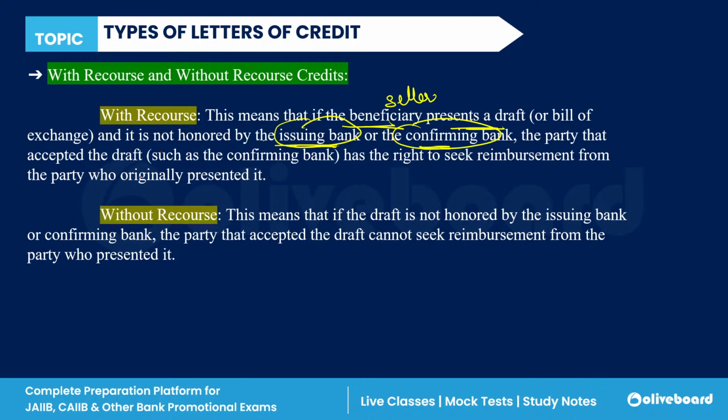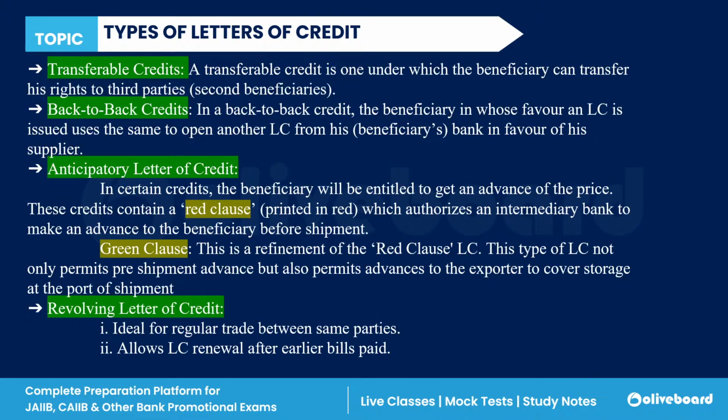With recourse means the confirming bank has all the right to claim reimbursement of the money from the seller. Whereas in without recourse, the confirming bank has no right to demand the payment. Here the confirming bank has to bear all the risk regarding the repayment. Clear? Now, there are different types of letter of credit also. We are discussing the different types of letter of credit. If we talk about the different types of letter of credit, first of all, there is a transferable letter of credit.